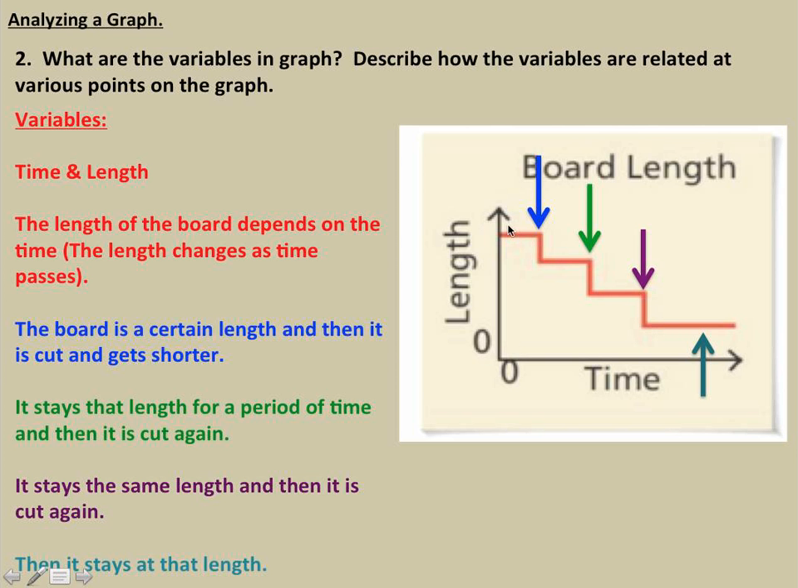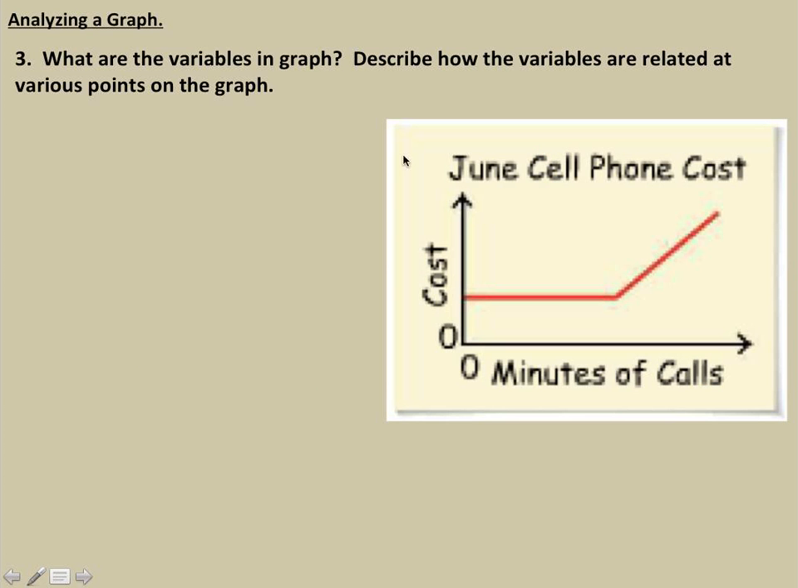Okay, so the key is horizontal parts are where it's staying the same, all right, and then it jumps down to that next horizontal part, jumps down to that next horizontal part, jumps down to the next horizontal part. Okay, so you should be able to kind of describe what's going on with the graph. What are the variables in the graph? Describe how the variables are related at various points in the graph.